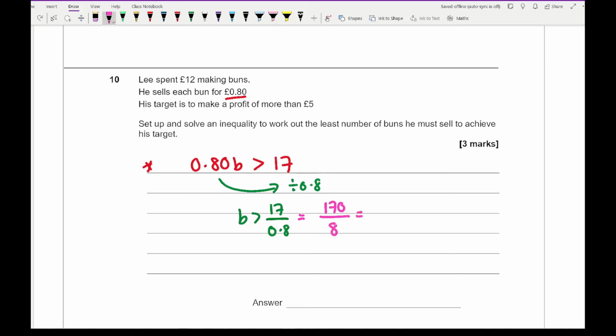Then if I divide by 2, that then becomes 85 over 4. And then divide that by 2, so that then becomes 42.5 over 2. And half of 42.5 is going to be 21.25. So b has got to be greater than 21.25. Now you can't sell a quarter of a bun. Well, actually, technically you could, but we're looking for the nearest whole number. So therefore, the least amount of buns that Lee needs to sell to make that least £5 profit is going to be 22 buns. And there we go.